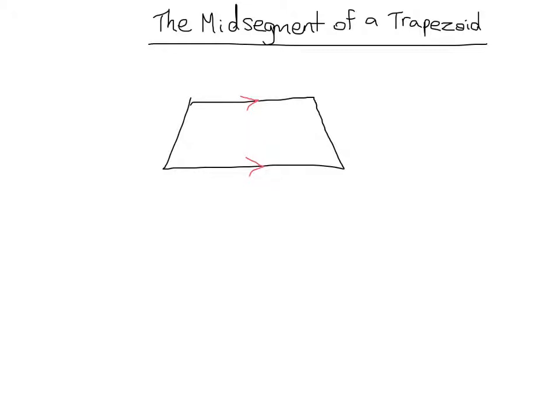A mid-segment of a trapezoid is if you take the legs, so you will recall, hopefully, that the legs are the non-parallel sides. If you take the legs and cut them in half, so let's say the midpoint of that leg is there, the blue dot, and the midpoint of this leg is here, the blue dot, and you join the midpoints of both those legs, you just created what is called the mid-segment.